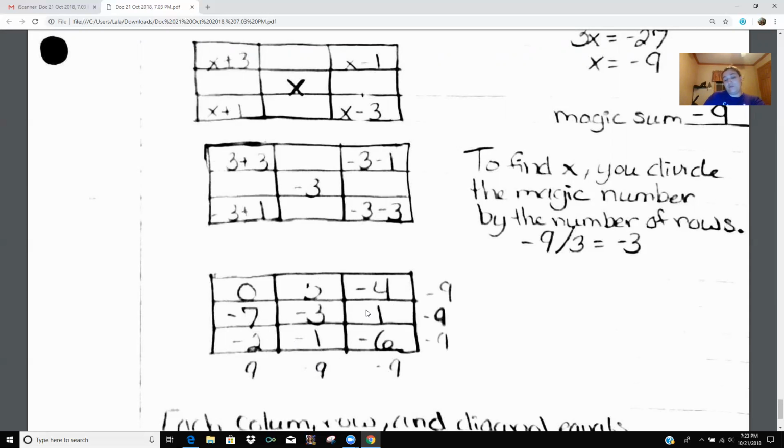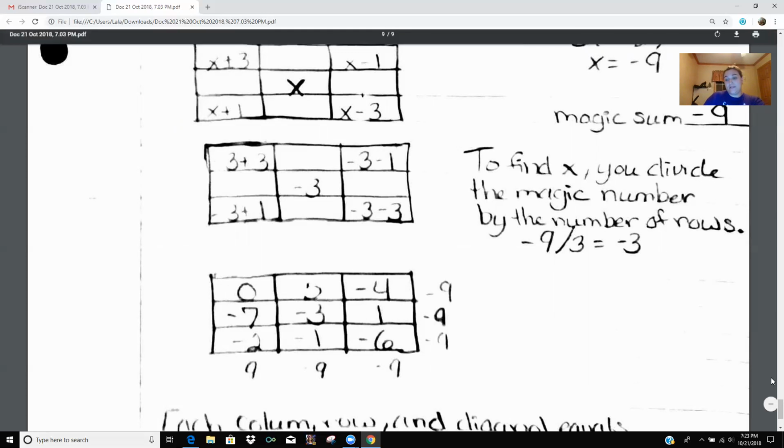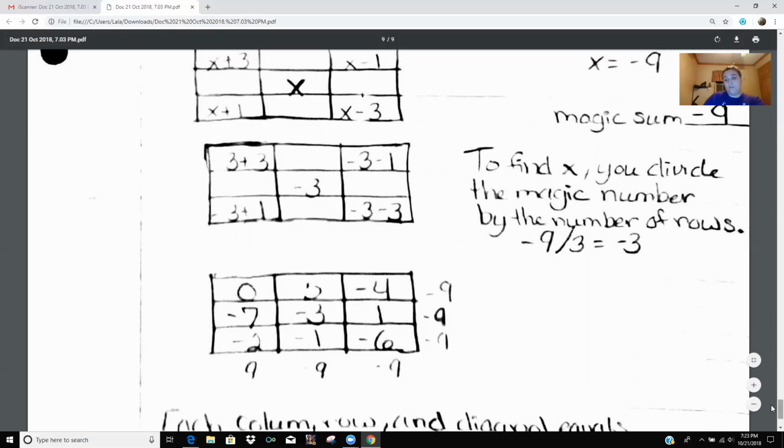So you have to check to make sure each row and column and even diagonally, which is 0 minus 6 minus 3, is -9, equals the sum of the magic square, the magic sum, which it is. All of them equal -9.